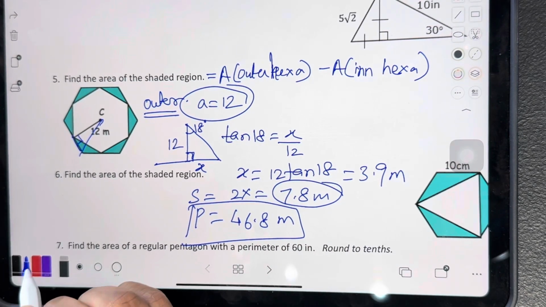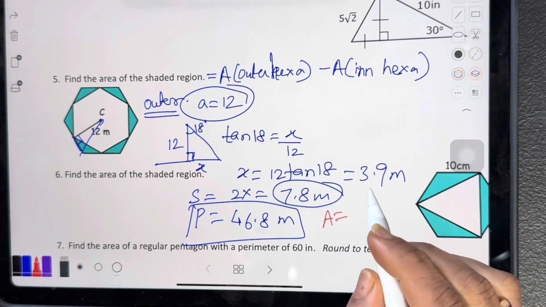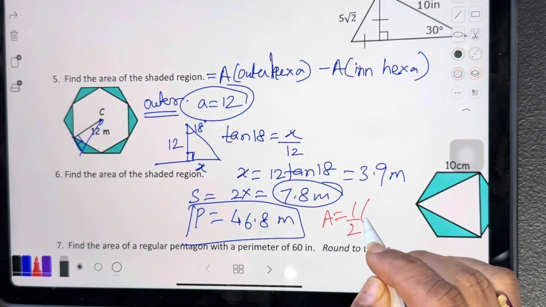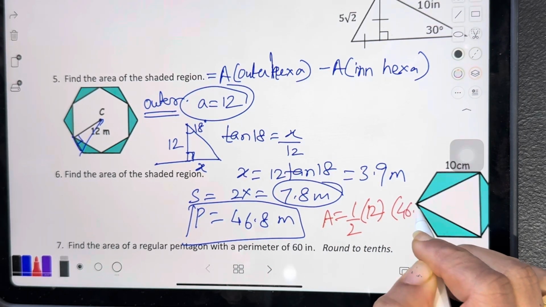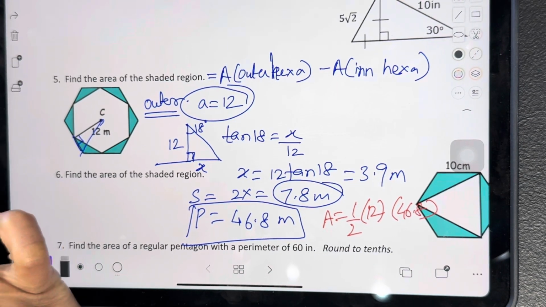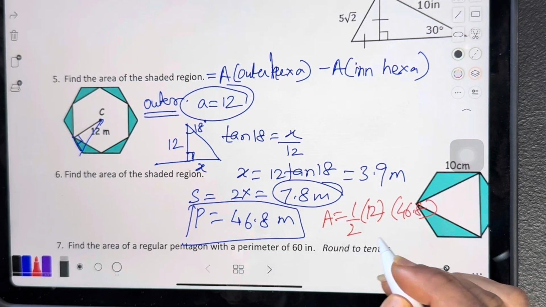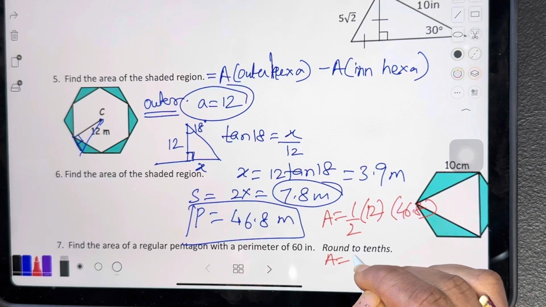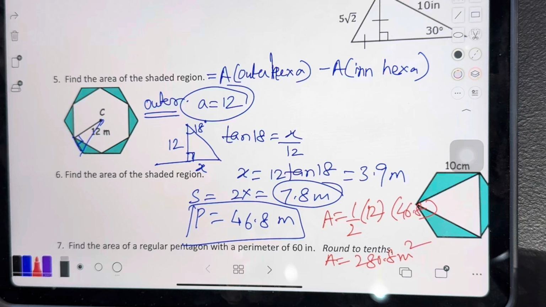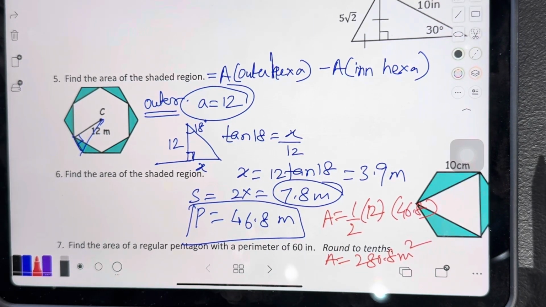So what will be the area? Area of the outer hexagon is half AP, which is half. A is 12 and P is 46.8. 46.8 times 12 divided by 2 is 280.8. Is that true? Area is equal to 280.8. You can check my answer, double-check the calculation part. 280.8 meter squared. That is the area of the outer one.